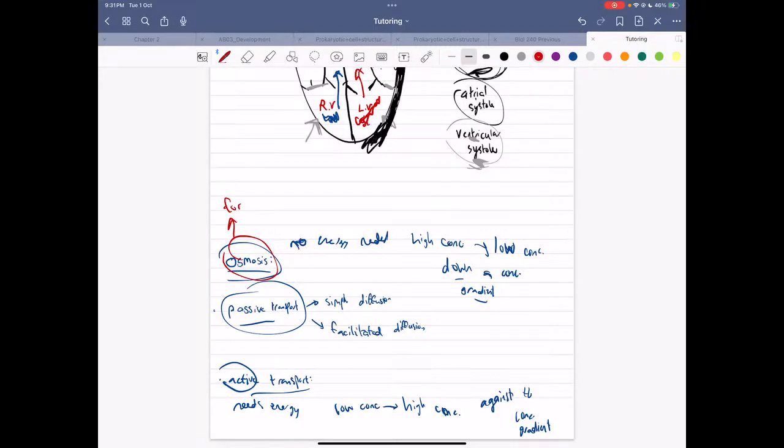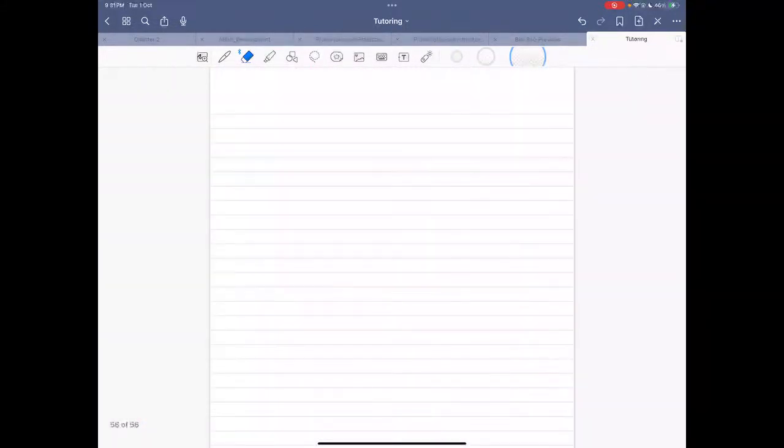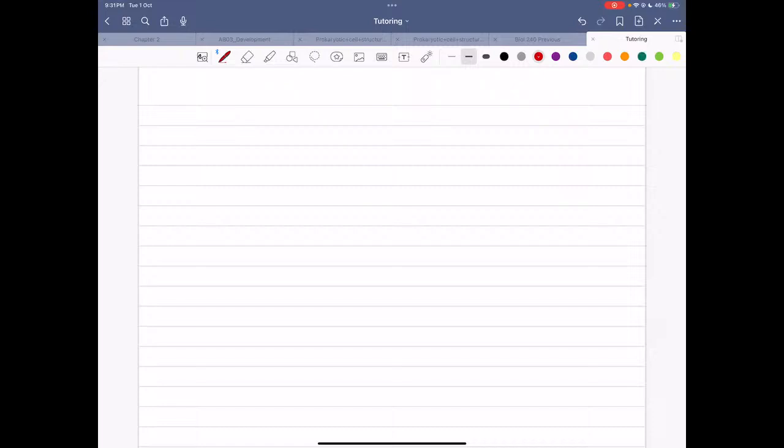Now, osmosis is for water. It's the transport solely for water. Simple diffusion and facilitated diffusion differ in one way: facilitated uses transport proteins, while simple diffusion does not need the help of proteins. One last thing about transport, which you have to know, is isotonic, hypotonic, and hypertonic.